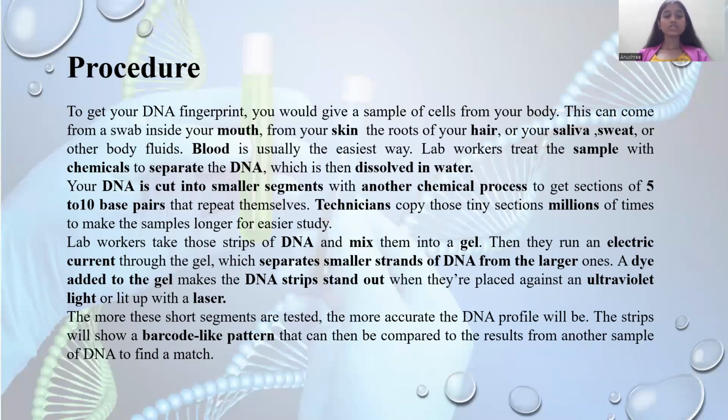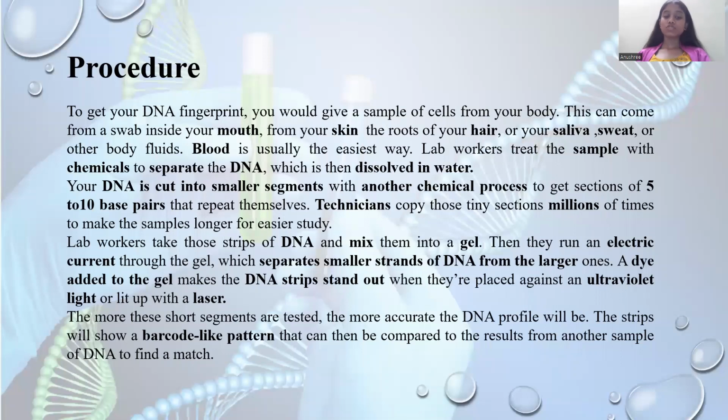Your DNA is cut into smaller segments with another chemical process to get sections of 5 to 10 base pairs that repeat themselves. Technicians copy these tiny sections millions of times to make the samples longer for easier study. Lab workers take those strips of DNA and mix them into a gel, and then they run an electric current through the gel, which separates smaller strands of the DNA from the larger ones.